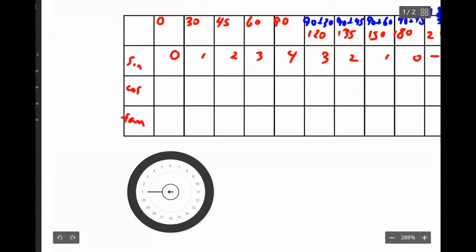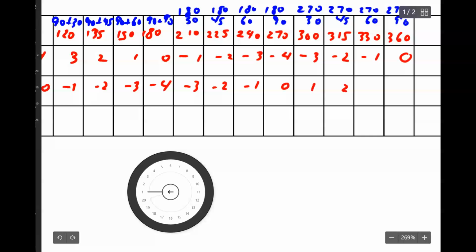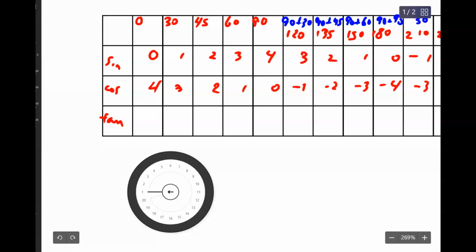Okay? And then for the next line, instead of starting with 0, remember you start with 4, right? So 4, 3, 2, 1, 0, and then negative 1, negative 2, negative 3, negative 4, negative 3, negative 2, negative 1, 0, 1, 2, 3, 4. So we started with 0 with sine, and we ended with 0. With cosine, we started with 4, and we ended with 4. And now we're not going to do tangent yet, because remember, tangent is simply sine divided by cosine, so that's trivial, right? We're just going to finish up here with sine and cosine.